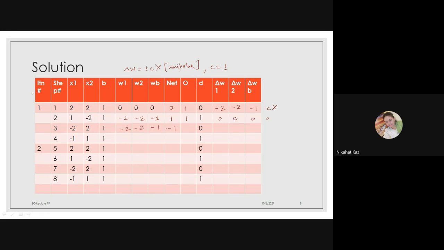Net value is -1. What is O? O is 0. Okay. So again, it's matching.